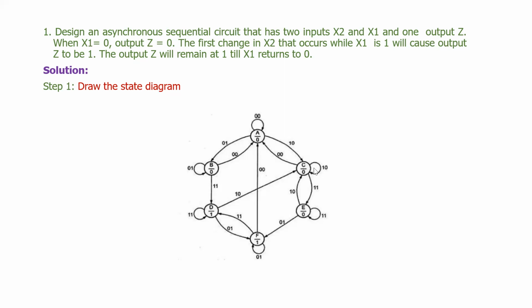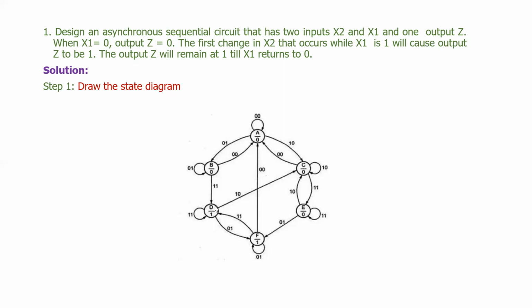Now from this state, there are two possible combinations. One is 0, 0 and another one is 1, 1. When it is 0, 0, it returns to the initial state. When it comes 1, 1, you see now x2 is 1, x1 also 1. Here x1 is 1, but this is not the first change in x2, since the first change came from the C state itself. So the output is equal to 0. So now the new states are D and E.